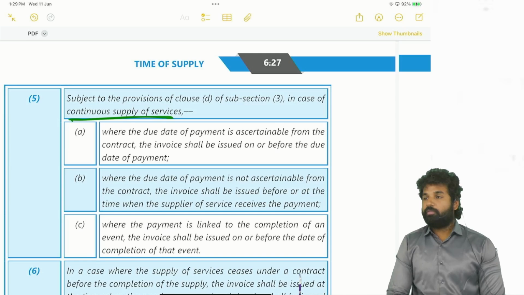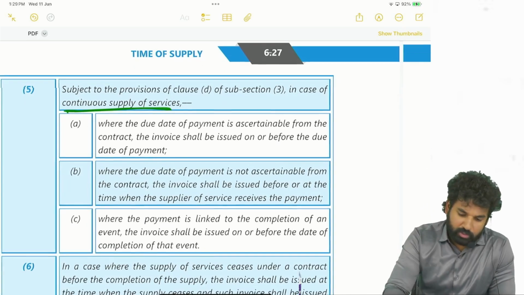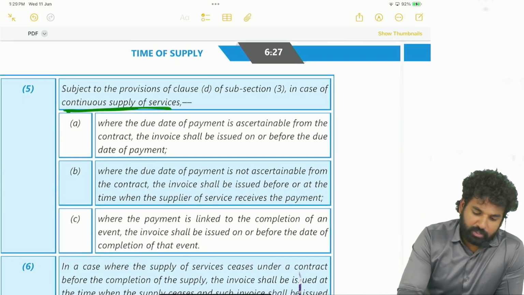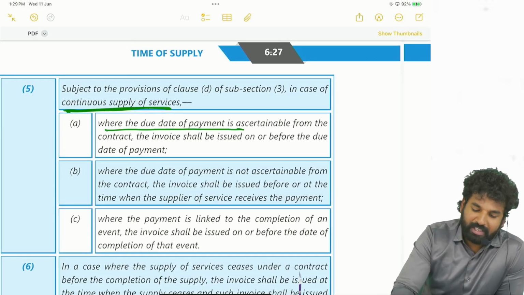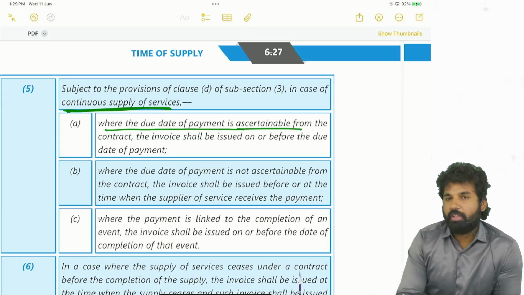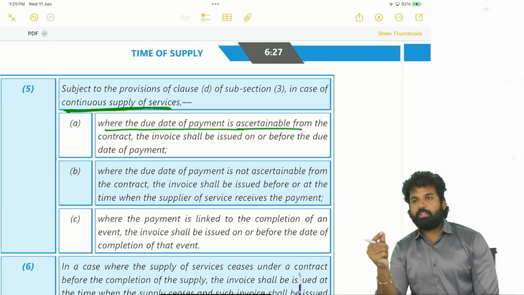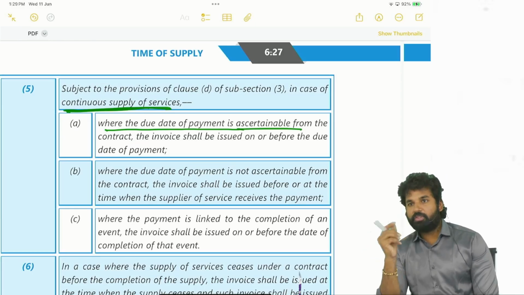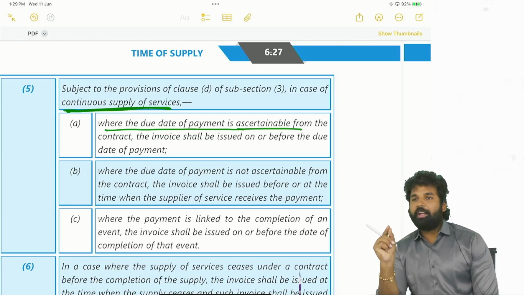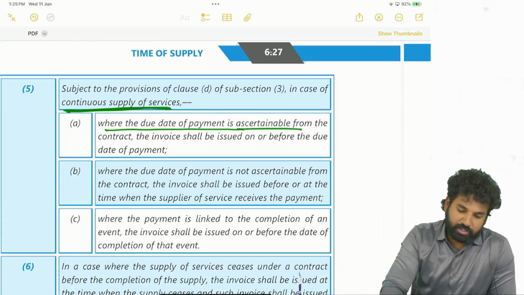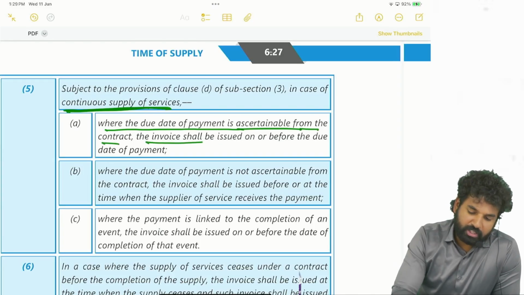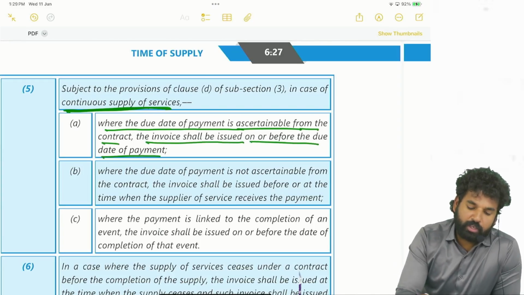Okay, by that due date. See here, whenever there is a continuous supply of service where the due date of the payment is ascertainable, that is, as per the agreement of connection or as per the agreement of provision of service, do you have any date which is ascertainable? Do you have a prefixed date for the due date? In such cases, from the contract, the invoice shall be issued on or before the due date of payment.